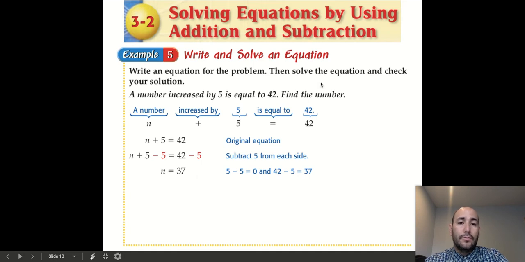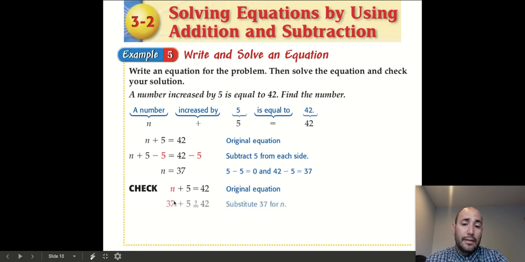Now the directions do say that I need to solve my equation and then check it. So I'm going to check it now. I'm going to see if 37 is going to work as my answer. So I'm going to substitute n with 37, because I say that's the value of n. And then 37 plus 5, does it equal 42? If you add them up, it does. And 42 equals 42. So therefore my solution does check out. So 37 is the solution for n.